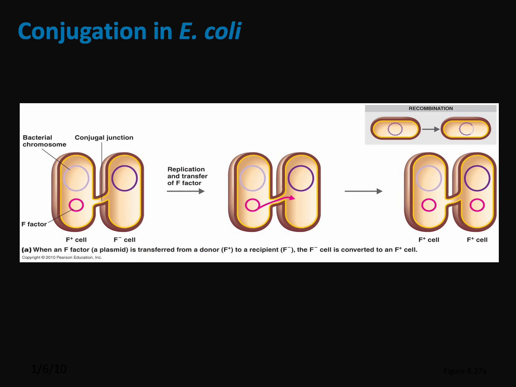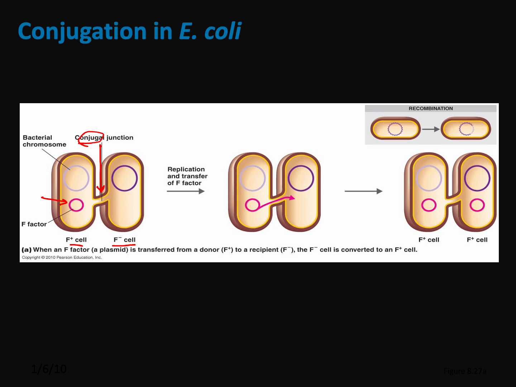This is showing that same thing that we just talked about, just in a different artistic rendering. And you see that we have the sex pilus again, or the conjugation pilus. In this image right here, it's called the conjugal junction, but you can still see the word conjugation here. And we have two bacterial cells. One has a plasmid present, and so it's the F-positive cell. This one has no plasmid present. It's the F-negative cell until it has received a copy of the plasmid.